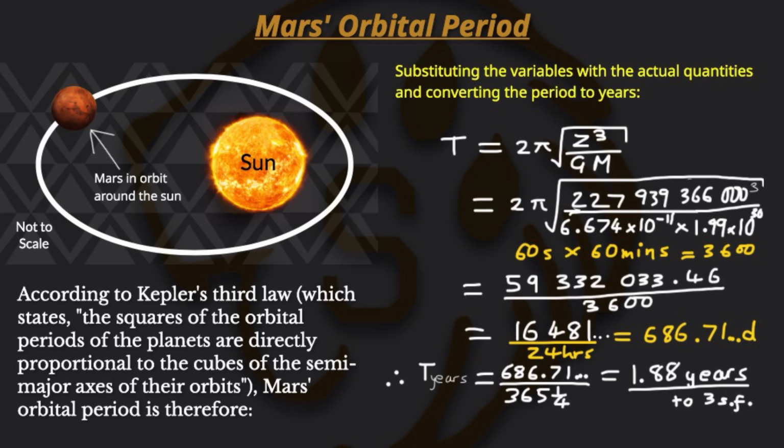And then we divide that number of days into years. The easiest way to do it is by dividing the number of days by 365 and a quarter days, since we already know that's the number of days in 1 year. We just use the normal year, not the leap year. I think I explained that in the video for the dwarf planet series. So then we divide and we get 1.88 years, correct to 3 significant figures. So basically what we're saying here is it takes approximately 1.88 years for Mars to make a complete orbit around the Sun.